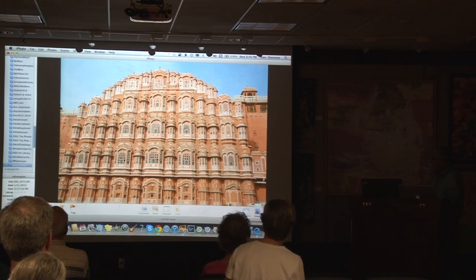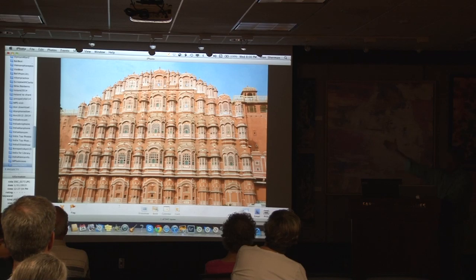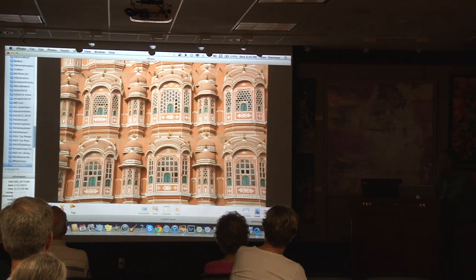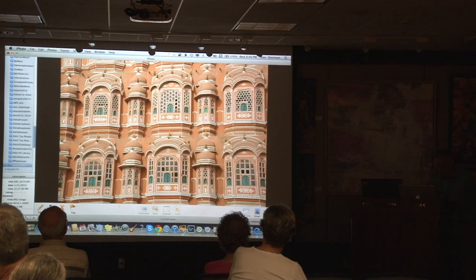But presumably, it was an area for the women to go up and see what was going on out on the street without being seen. So they could climb up and look out through some of these windows. But it's quite striking. It just sort of appears in the middle of a street that otherwise wouldn't be very distinctive.